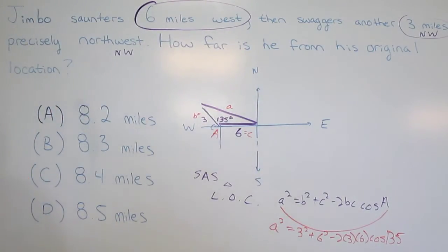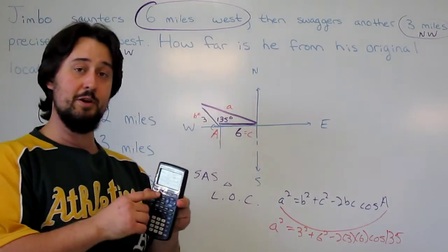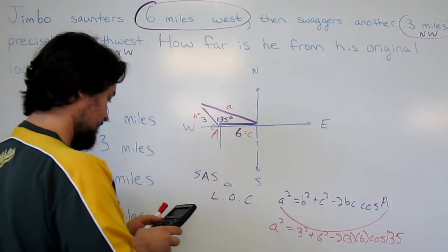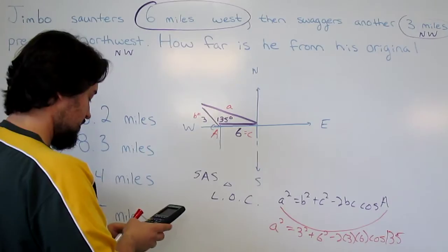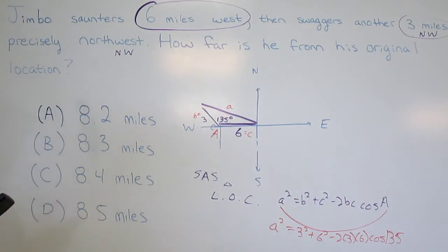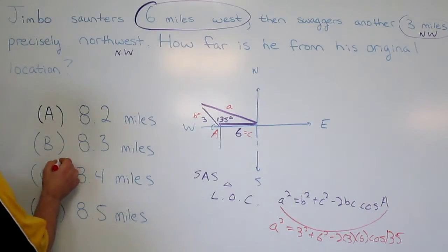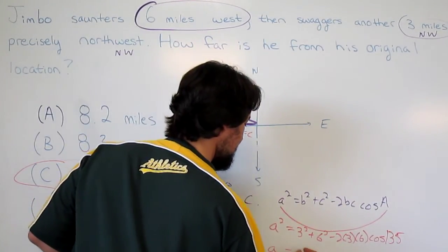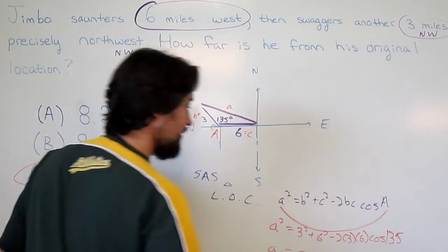I'm going to subject myself to using a calculator. It happens every once in a while. Check your mode. Make sure you're in what mode? Degree mode. Lovely. All right, so here we go. 3 squared and 6 squared. Okay, and we get an answer of 8.39, which is closest to C, 8.4. All right, we get an a value of about 8.39, round that to 8.4.